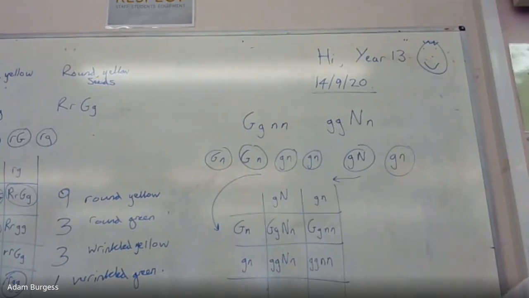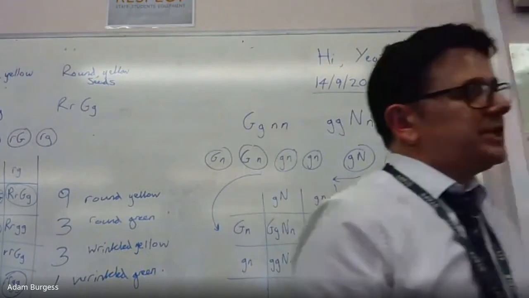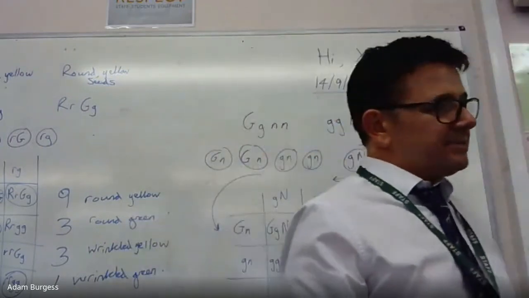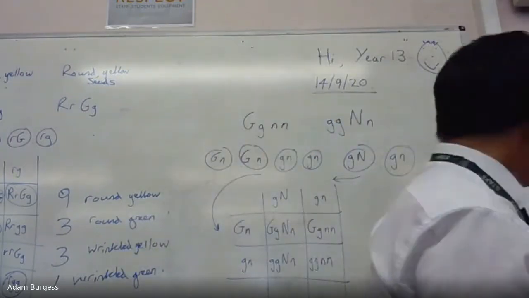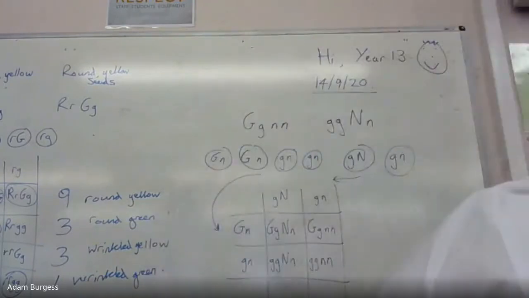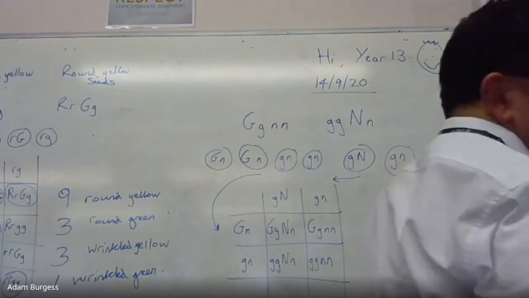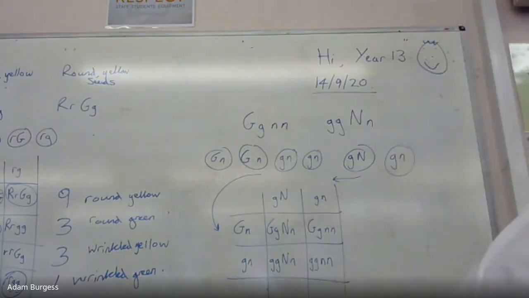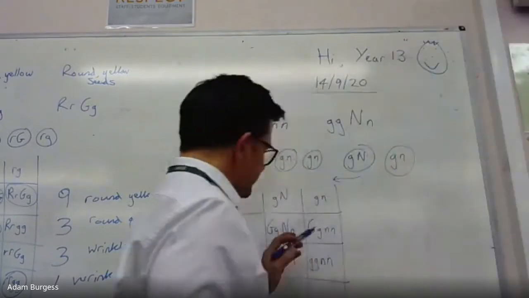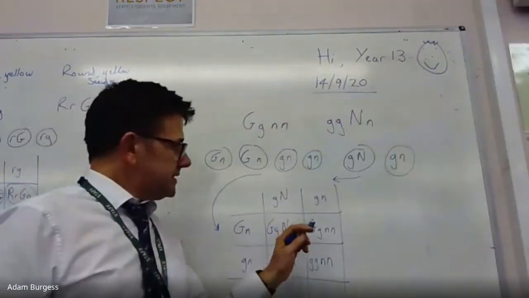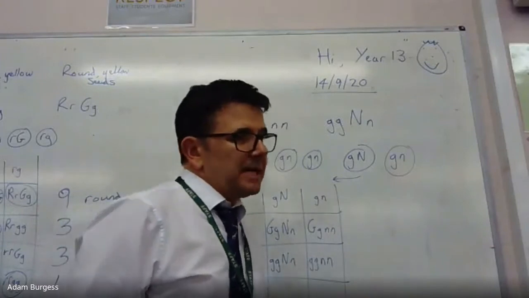What was the question? So the question said, complete the genetic diagram to show the genotypes and phenotypes in this cross. So genotypes, well, you have to show all the genotypes and all the offspring. So, okay, well, you've done that. There's the genotypes, and then you just need to note down what they are.